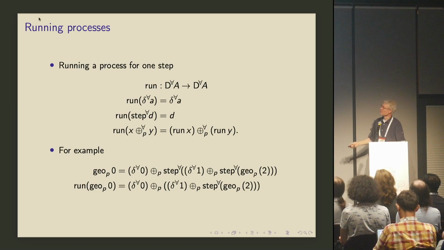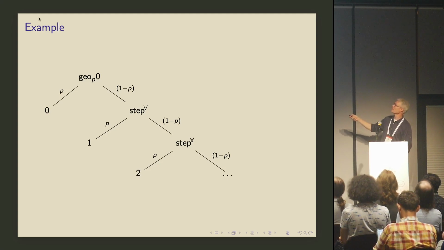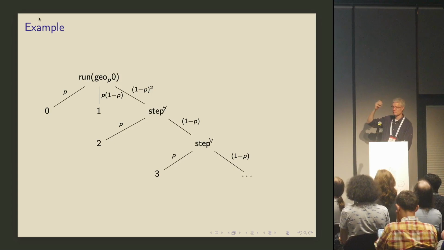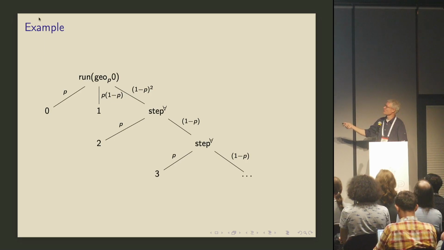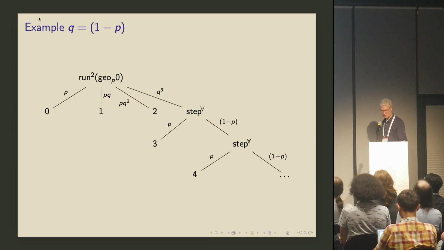Maybe it's better again to do the graphical presentation here. Here's the geometric process. If I run it for one step, then I'll remove this step down here, and so I'll return 0 with probability p, 1 with probability 1 minus p times p, and then this thing down here with probability 1 minus p. So that's precisely what it says here. Then I can run it for one more step, and then I also get the 2 up, and that's like this here. Okay, so that's a notion of running processes.